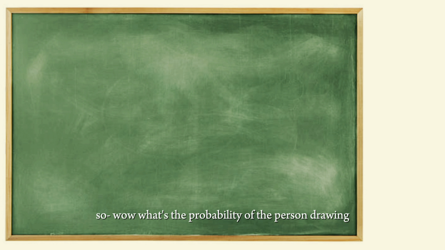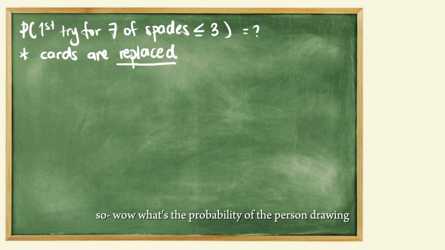So, what's the probability of the person drawing the 7 of spades with his first try? But first, let's identify the problem here first. So basically, the dealer says that out of these 52 cards, you're going to have to draw a 7 of spades to win within the first 3 trials. So it's either you draw a 7 of spades on the first try, or on the second try, or on the third try.